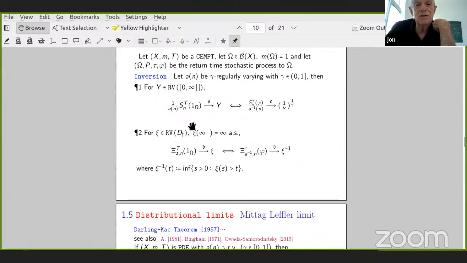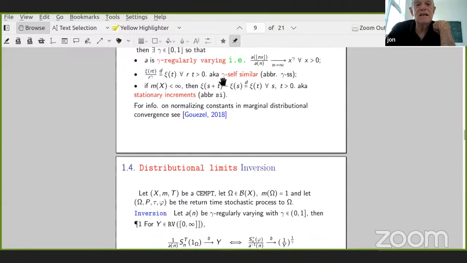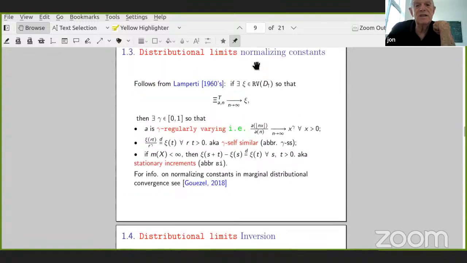And when you look at these, you're normalizing by something slowly varying here, so it doesn't matter what t is. All the t is going to stay the same.